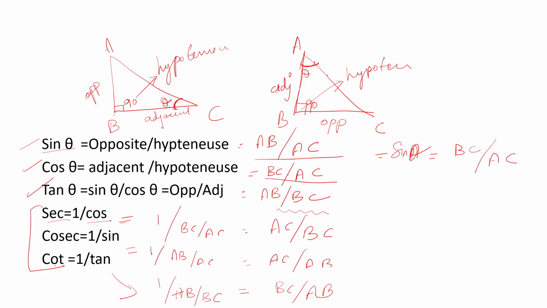So it depends on where the angle theta is. If the theta is here, this becomes adjacent, this becomes opposite, and the side opposite to 90 degrees is always the hypotenuse. And if theta is here, this becomes the adjacent, the side nearby that angle, and this becomes its opposite. So the ratio will change accordingly. Okay, this is done.